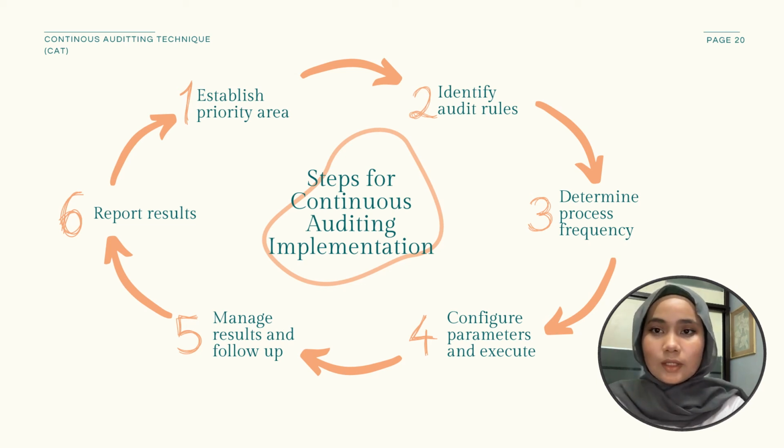Step number 4 is to configure parameters and execute. The rules used in each audit area need to be configured first before the continuous audit procedure is implemented. Internal audit will use different types of analytic tests to conduct the continuous auditing. For example, one of the tests is data analysis. The internal audit will use different tools such as Excel to analyze and manipulate the data.